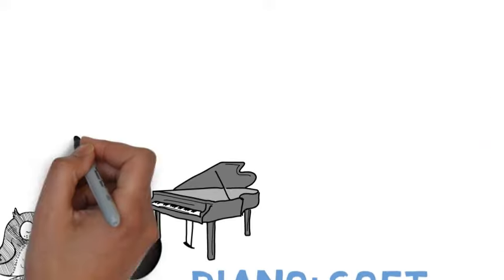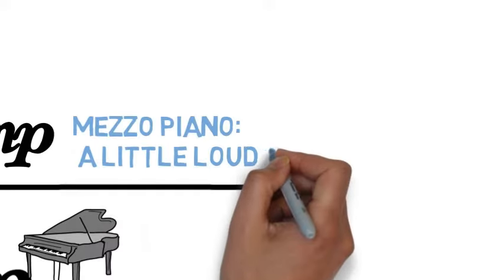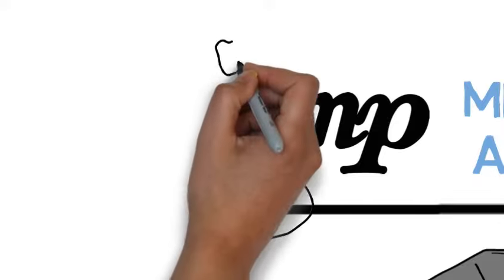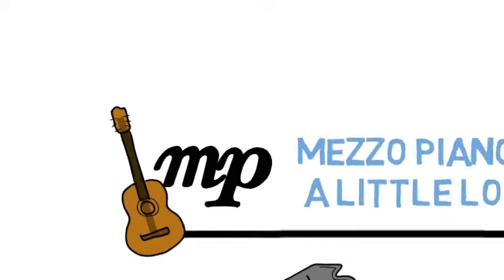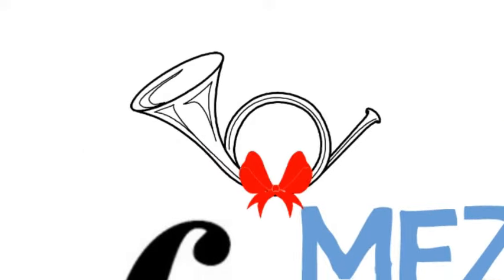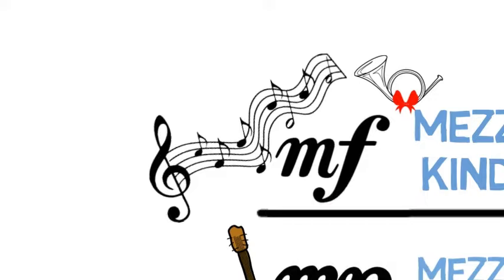Piano means soft. Mezzopiano is a little bit louder than soft, or kind of soft. Mezzoforte is a little softer than loud, or kind of loud. Forte means loud.